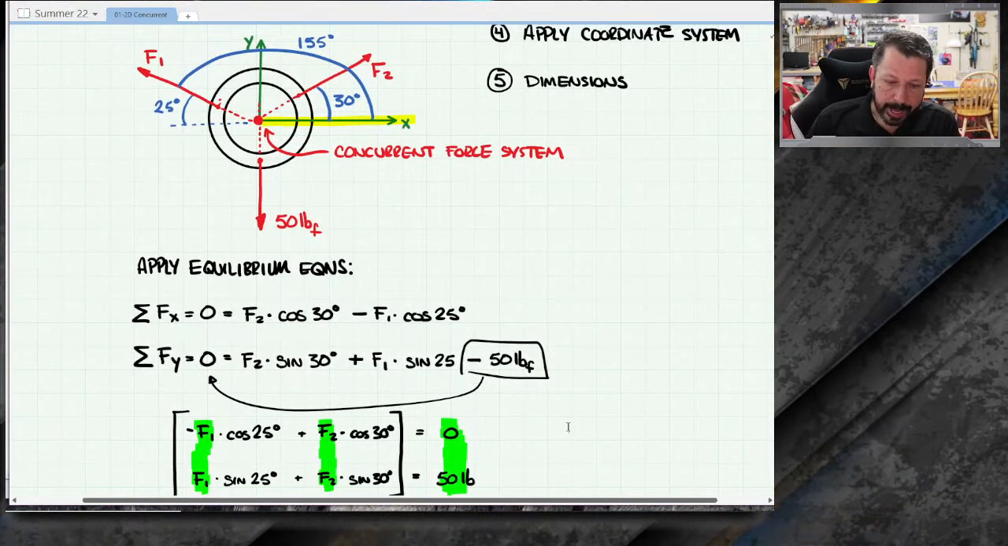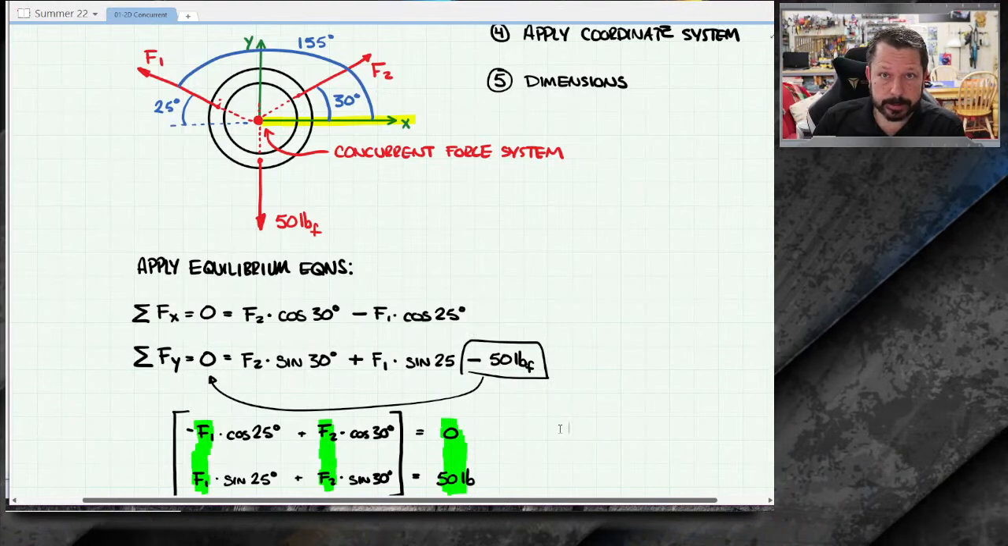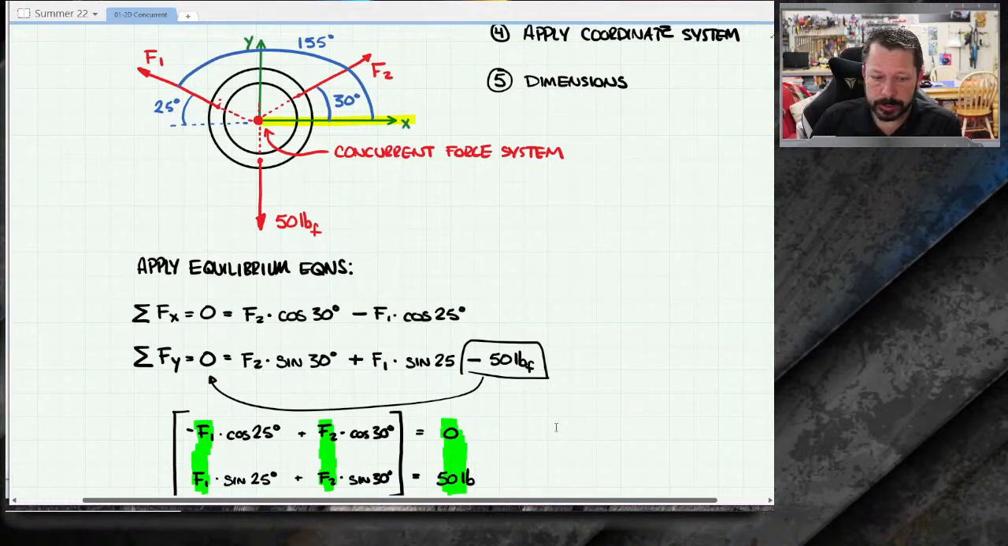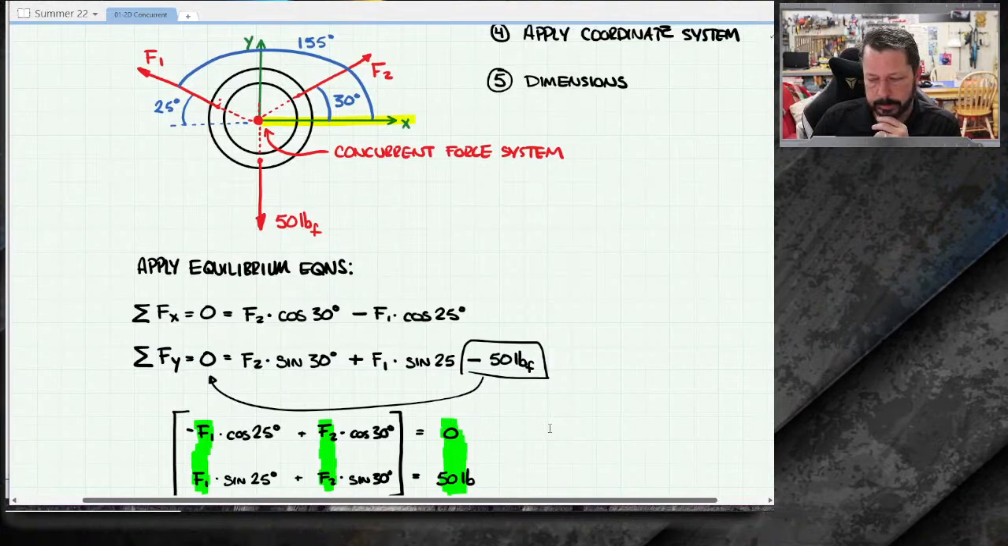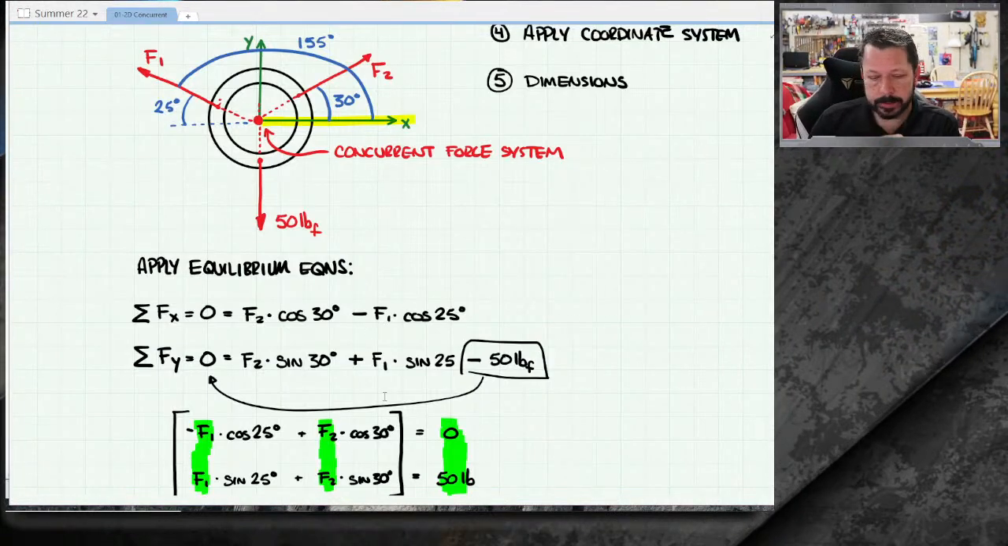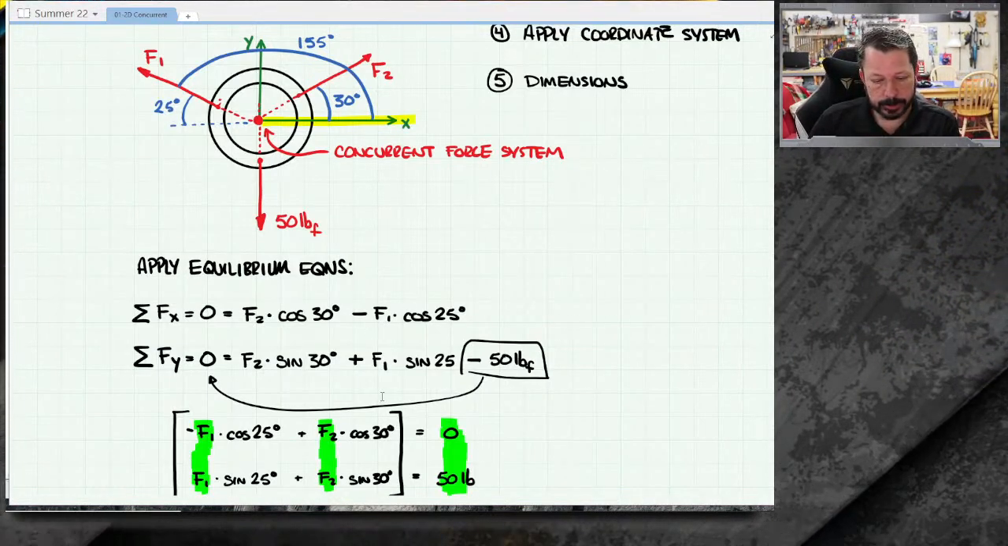So that is 2D static equilibrium for a concurrent force system. We'll deal with non-concurrent stuff later, but that's what we would deal with for solving here.